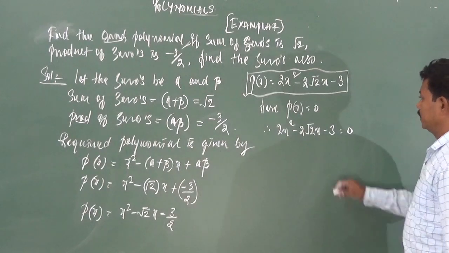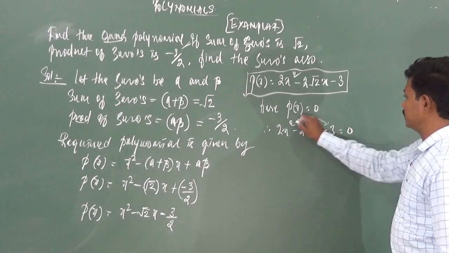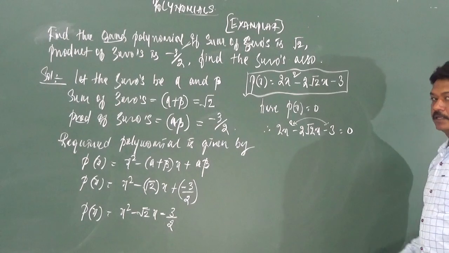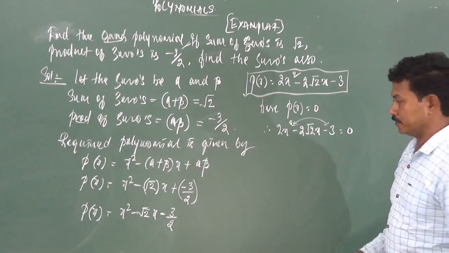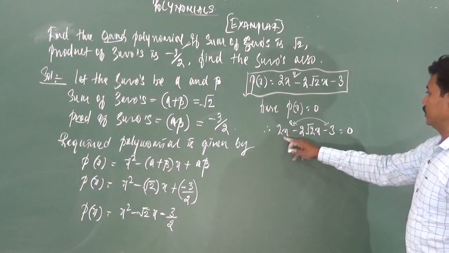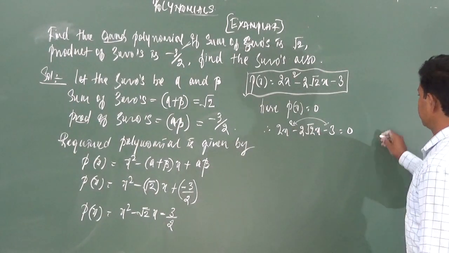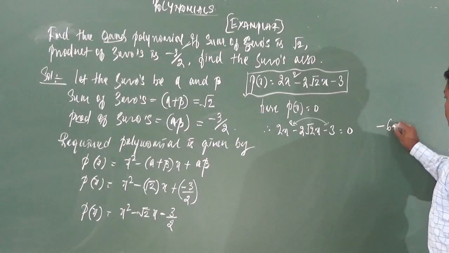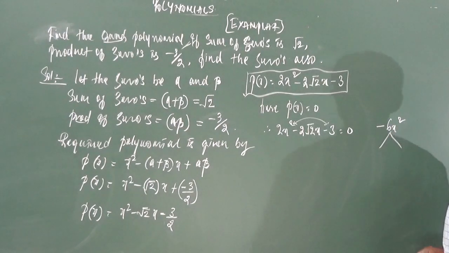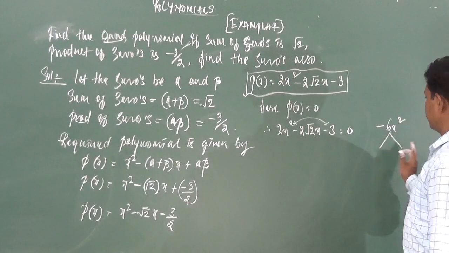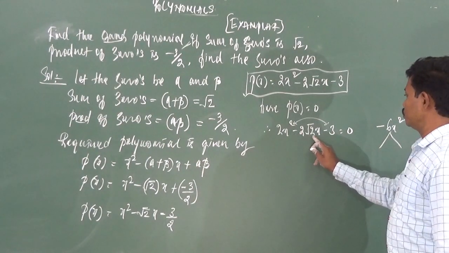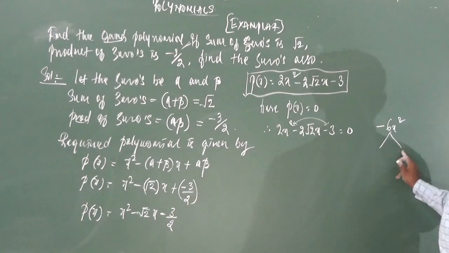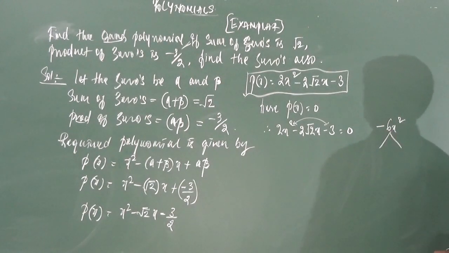We will equate this. It's a quadratic equation now. You can solve any quadratic equation by the sum and product method, which we have learned in our previous sessions. So 2x square into minus 3 is minus 6x square. We have to split this in such a way that if you add these two terms, you should get minus 2 root 2x, and if you multiply these two, you should get minus 6x square.